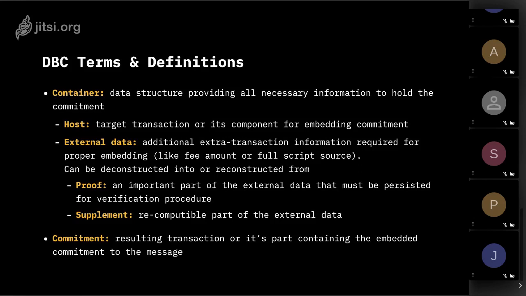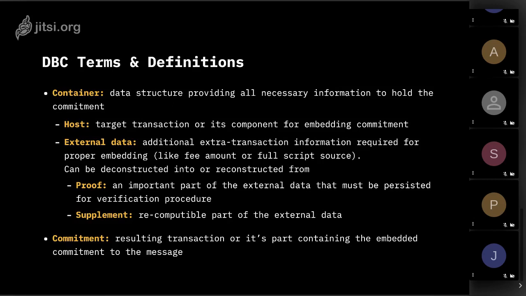The container is the data structure providing all necessary information to hold the commitment and construct it, and the commitment is actually the resulting transaction, or its part, containing the embedded commitment to the message. The interesting thing is that from a side party, they can't be distinguished from each other. It is only known from inside the code, which either creates it or verifies it with some additional data. This additional data is included in the container. So the container consists of the host, the target transaction with a component for embedding the commitment, and some external data to that transaction.